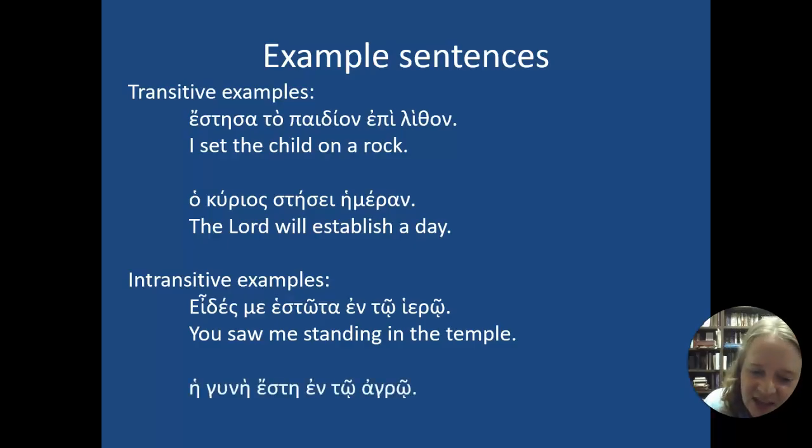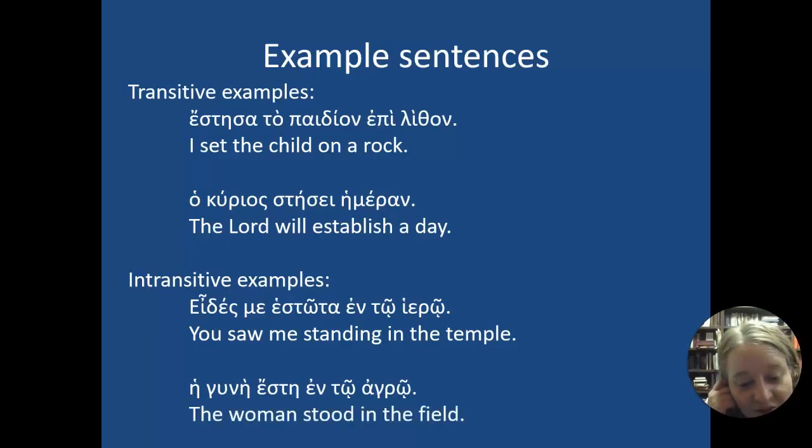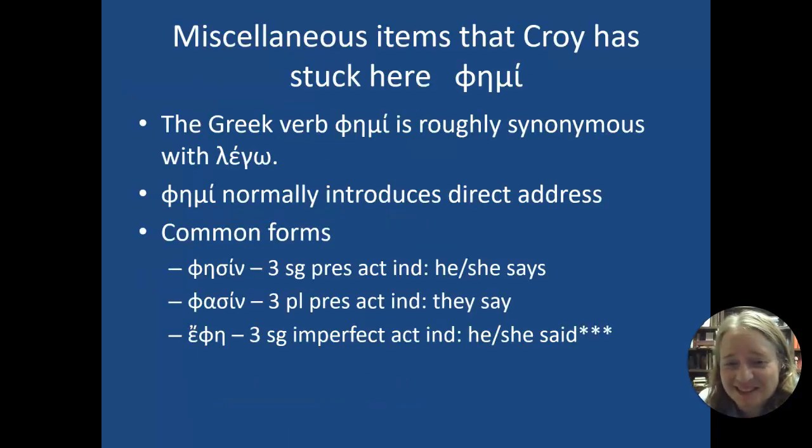He gune este en to agro, the woman stood in the field. Just past tense, she stood there. You're going to learn these by practicing them. Like, there's just no kind of shortcut to it.